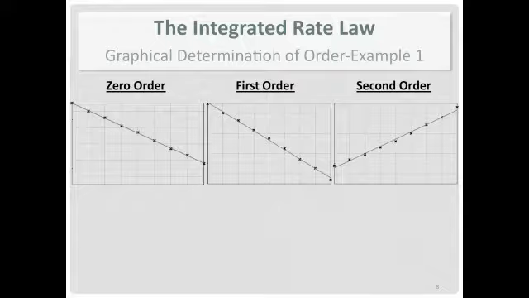Now, if none of these best fit a straight line, then you could continue on. You could use this method, go on to third and higher orders. You could investigate fractional orders. But for the purpose of simplification, we're just looking at 0, first and second order. They can't all be a straight line. That's really important.